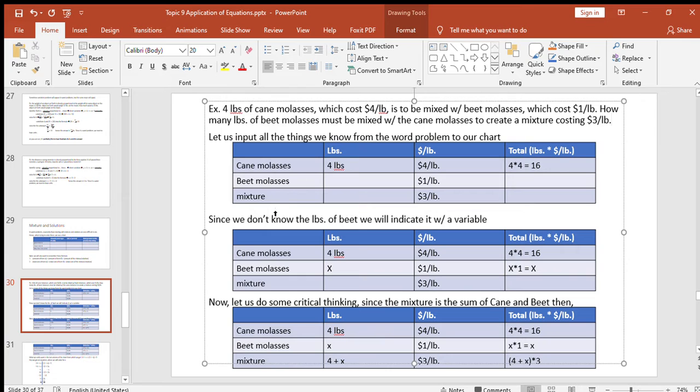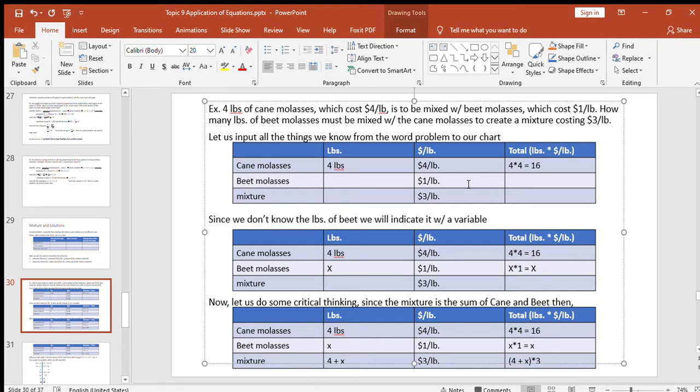So let's fill it up. We have cane molasses, beet molasses, and our mixture, and then our amount will be pounds. It's right here, pounds. That's our unit. And then our rate will be dollars per pound. And our total will be pounds times dollars per pound. If we look at the problem carefully, you're going to get $4 per pound for your cane molasses.